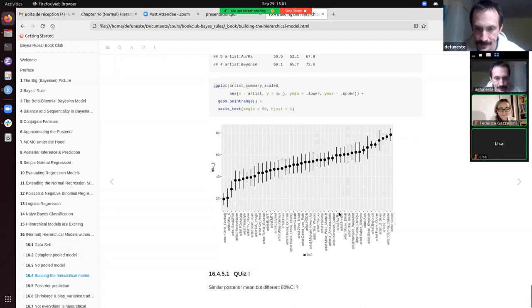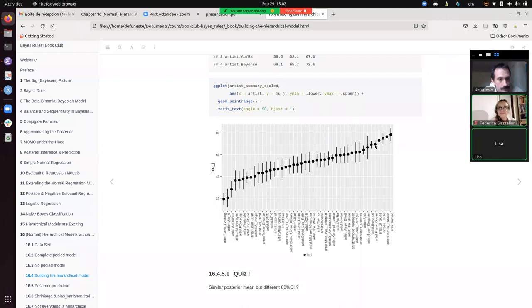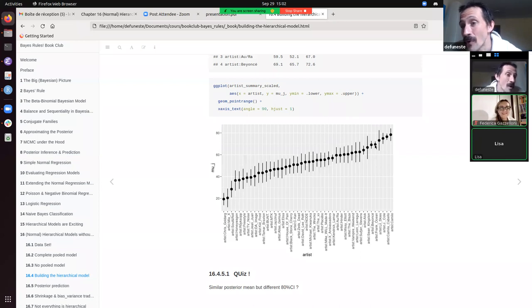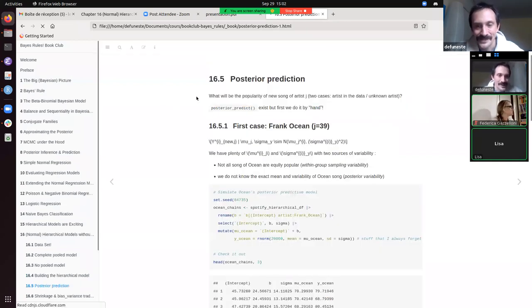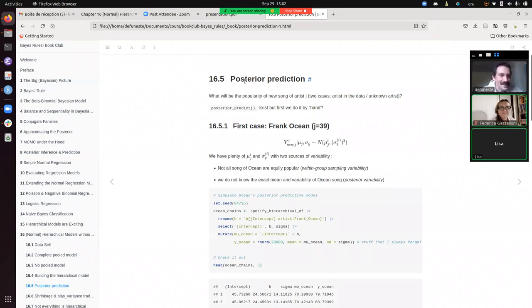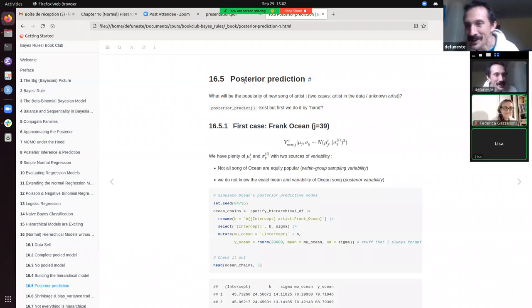Okay, quiz. Why do we have, let's say here, some very similar posterior means, but with bigger intervals? Do they have more songs? Yep, that's it. For some of them, we have more information. Nothing too hard. Not all the things are difficult or tricky, you know? It's just to check if you are awake.